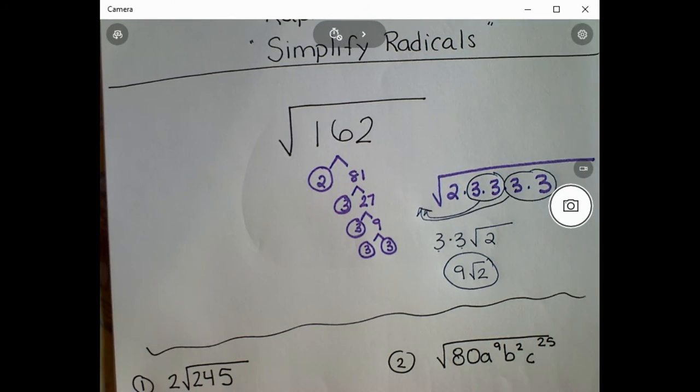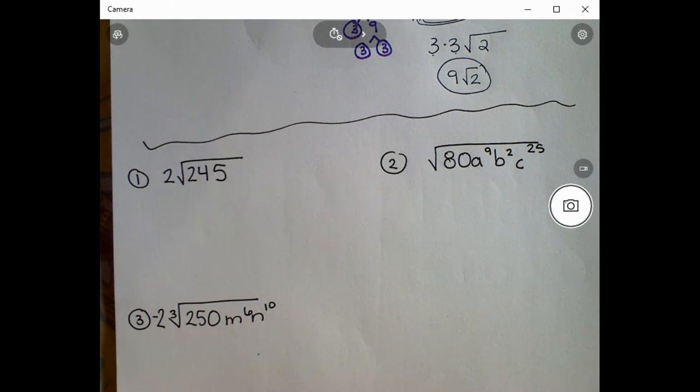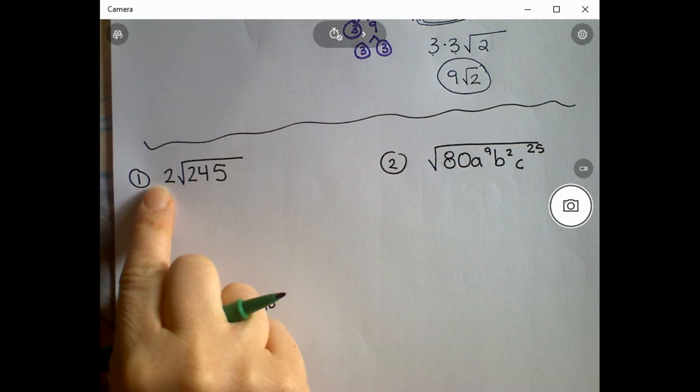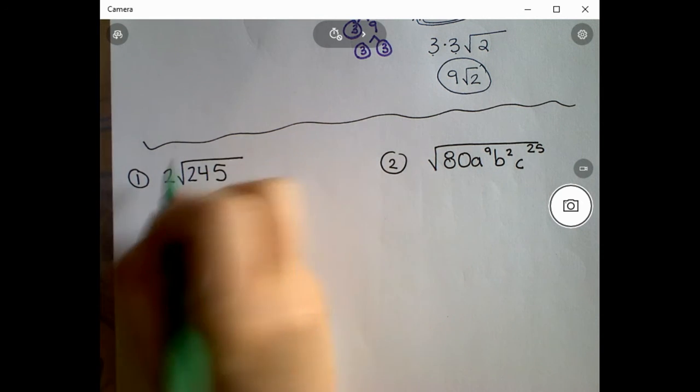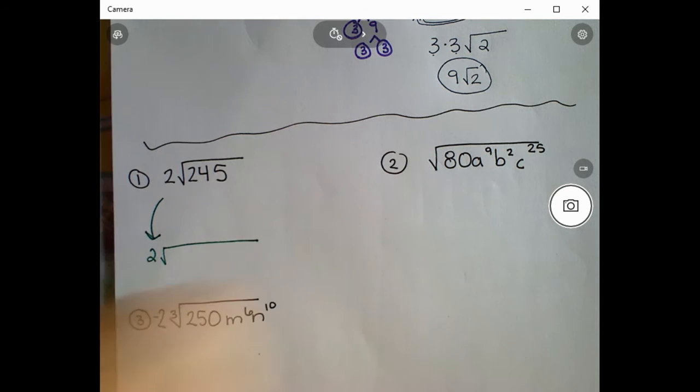All right, so let's do 3 examples together. Again, if you know what you're doing, go ahead and then just check your answer with mine. This one's a little bit different because we have a radical out front, so we just need to know not to forget it when we get down to there.